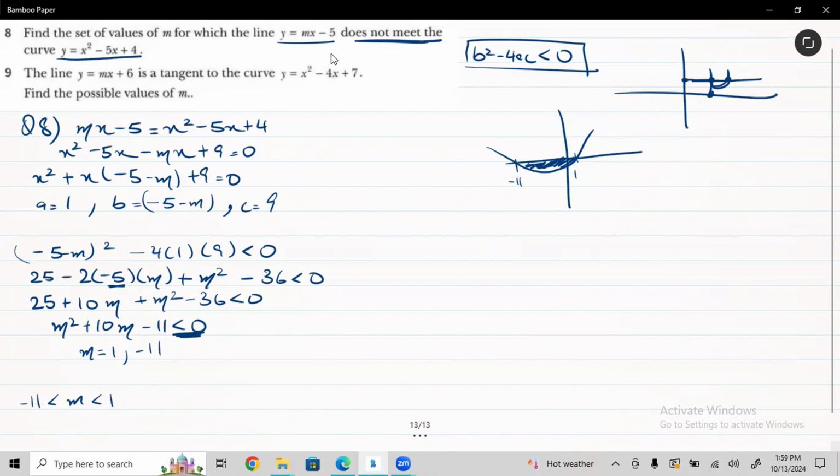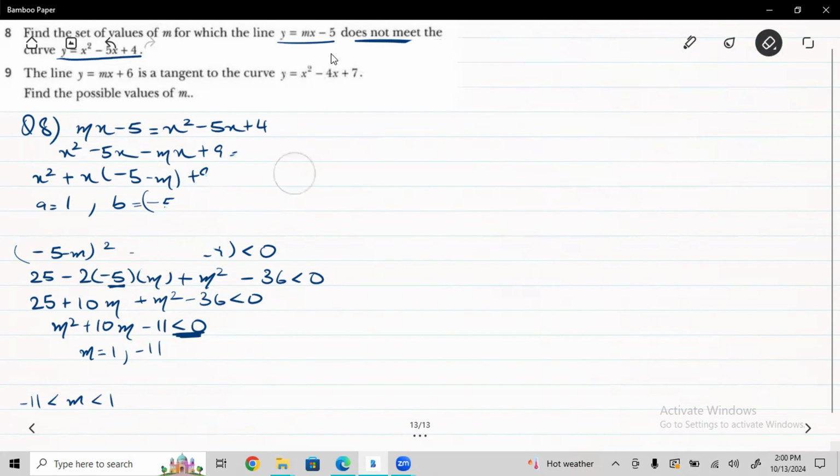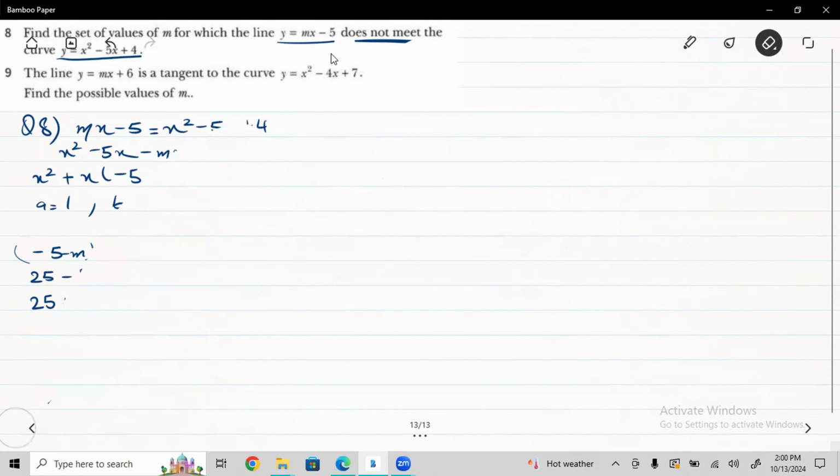Again, if you don't understand what I'm doing here, please do watch my lectures for, I guess, exercise 2.4. Yes, for exercise 2.4, and you will be clarified about the concept which I've used here. So that's it. Our answer is that m is greater than negative 11, but lesser than positive 1. So that's it for question number 8. What we're going to do is now continue with question number 9.